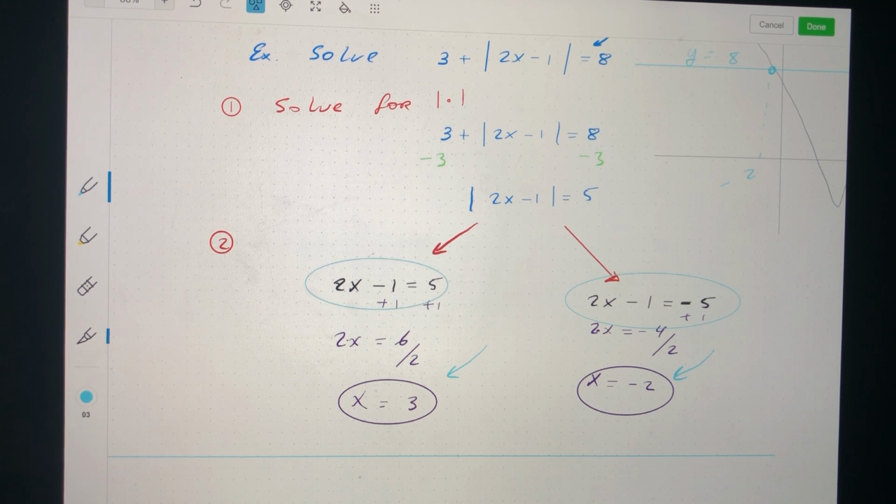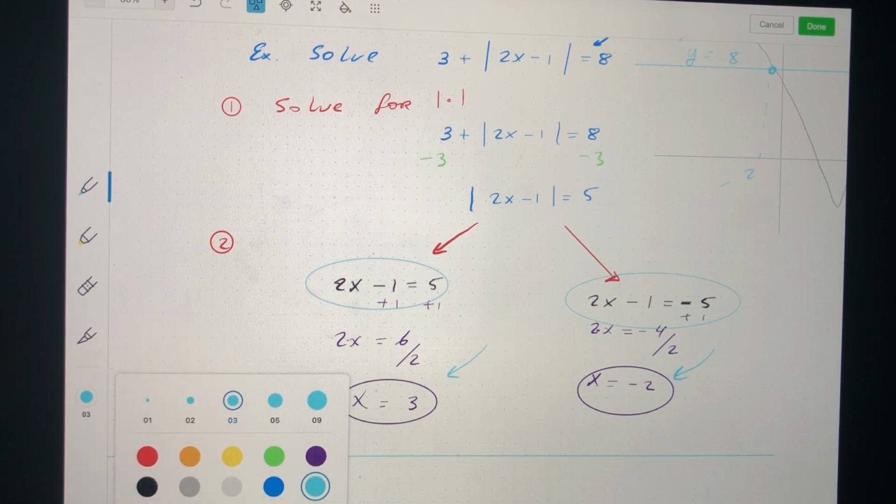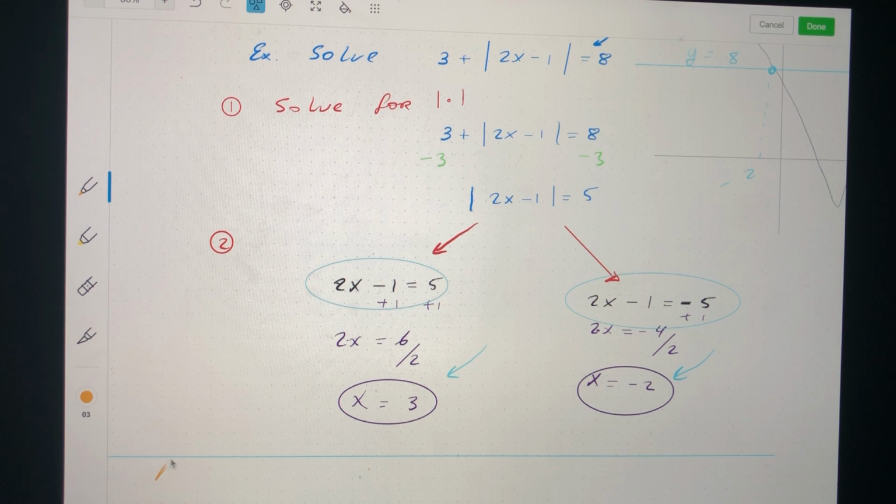So what is absolute value? Absolute value of a number is the distance from that number to 0.